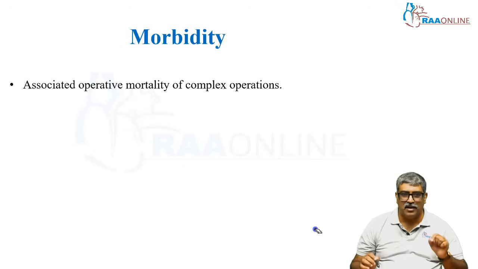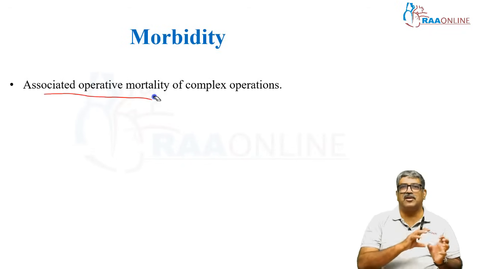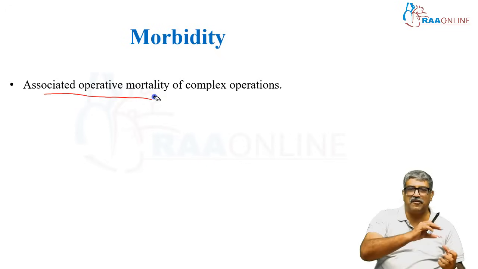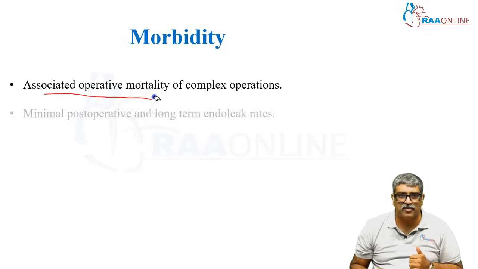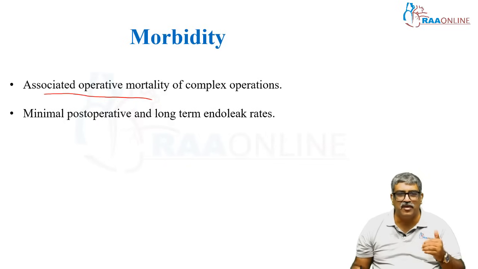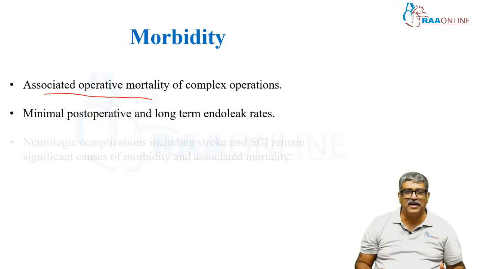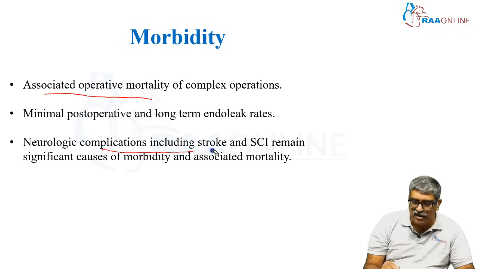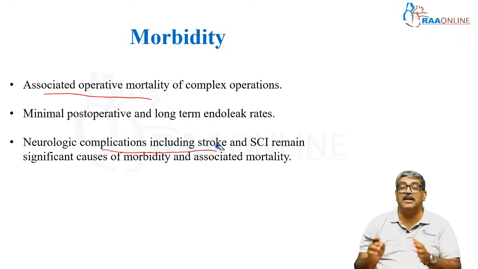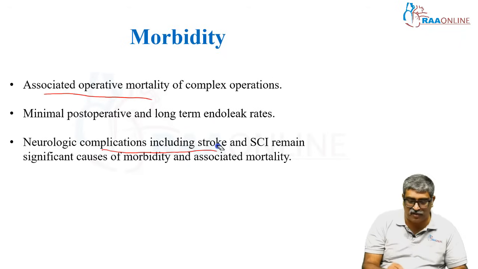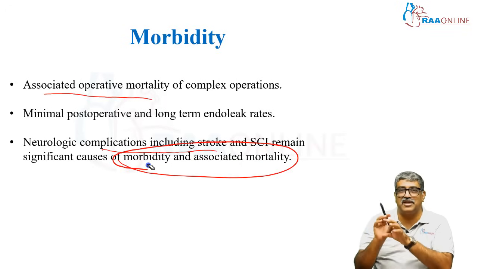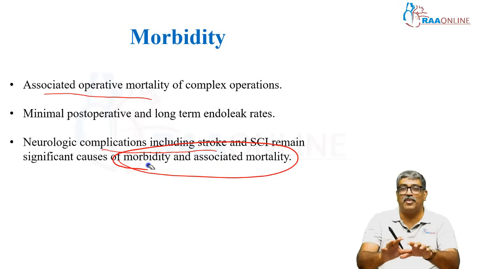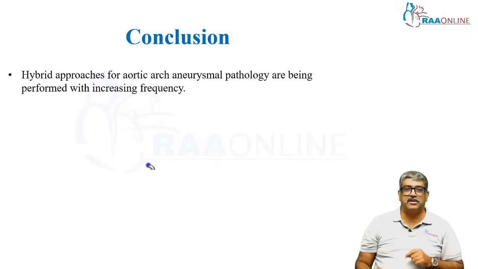Coming to morbidity, there can be operative morbidity because it is a hybrid procedure. You have surgery combined with the endovascular treatment. So most of the time, it is an operative mortality of a complex operation. There is a minimal post-operative and long-term endoleak rate. Neurological complications include stroke and spinal cord ischemia, and this is a very significant cause for morbidity and associated mortality. One complication which is present with the hybrid arch repair is the neurological complication, and spinal cord ischemia is the worst thing to happen in case of hybrid arch repair.